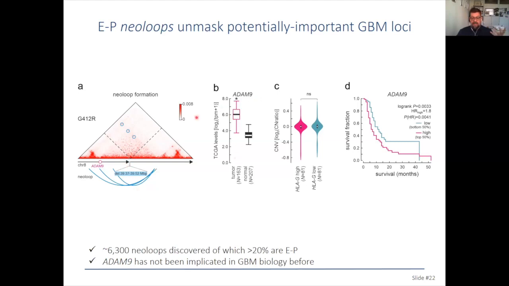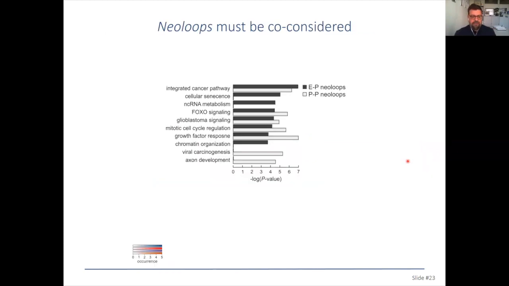And you can see that, again, if we go to the TCGA data, ADAM9 can be found significantly overexpressed in the cohort. It's not because of copy number variation. And you can actually see poorer survival also being associated with it. So the point I'm trying to make here is that these neoloops, which one cannot assess by having linear types of genomics, like whole genome sequencing, can be important.